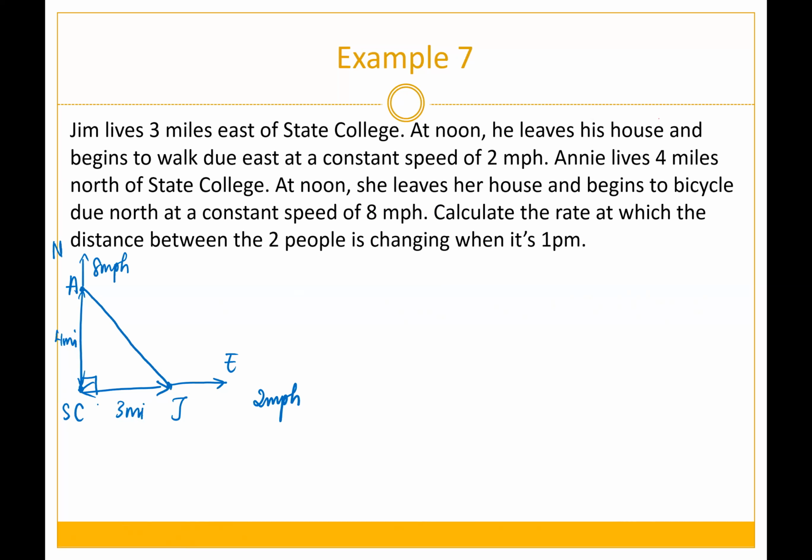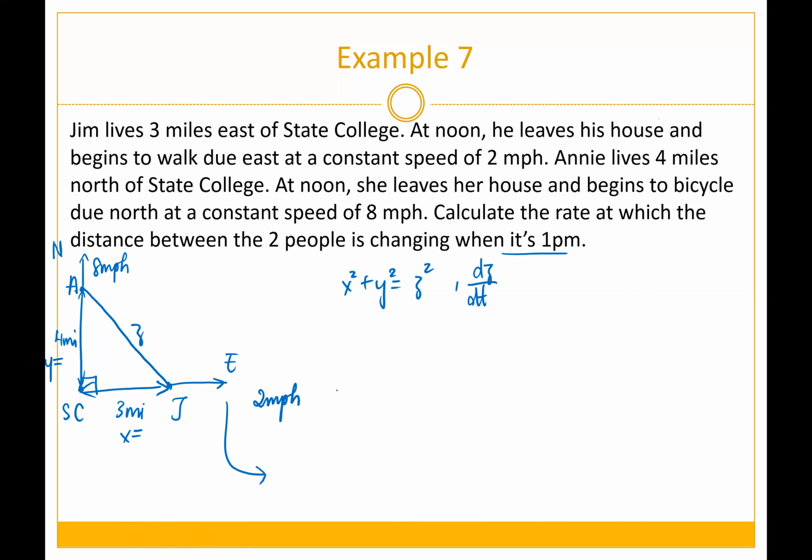So if we call this thing x, and this is y, then you have x, y, and then this is z. x squared plus y squared equals z squared by the Pythagorean theorem. And we're looking for dz over dt, because z is the distance, so dz over dt is going to be the rate of change of the distance. Now, it's asking for the rate of change at 1 p.m., so both of them have already traveled for an hour.